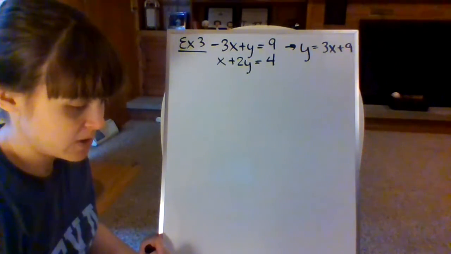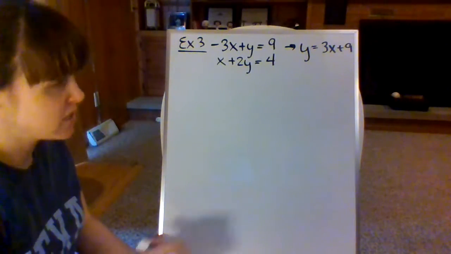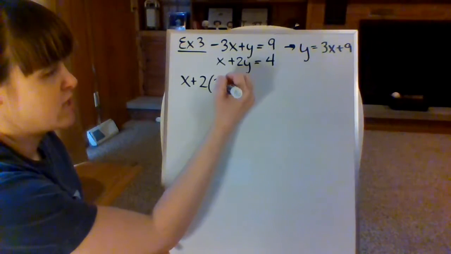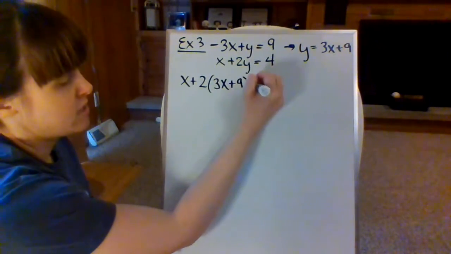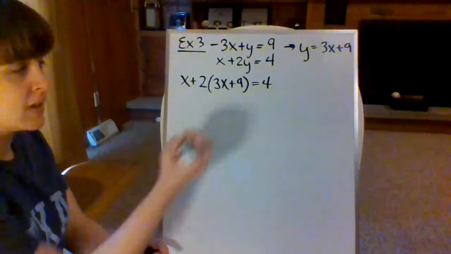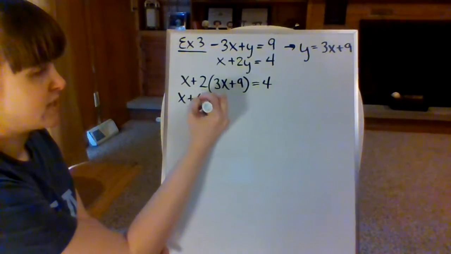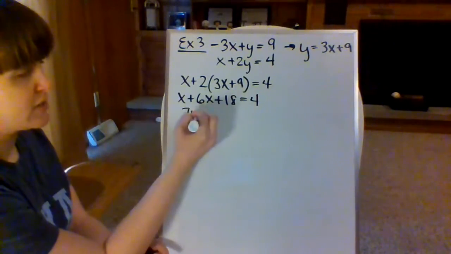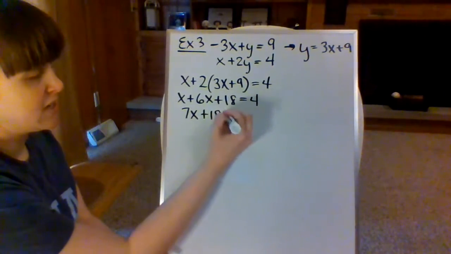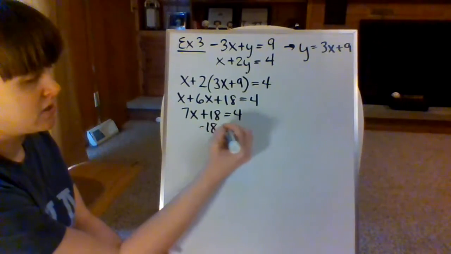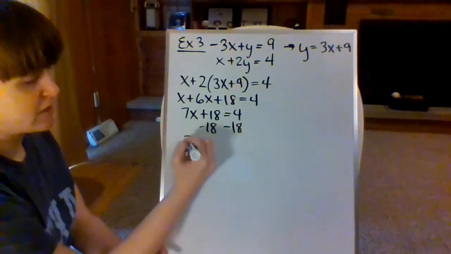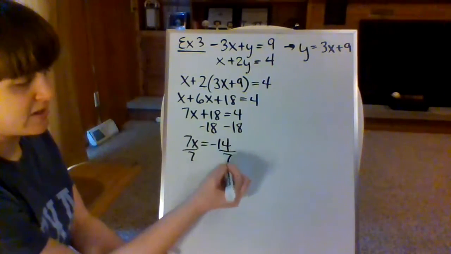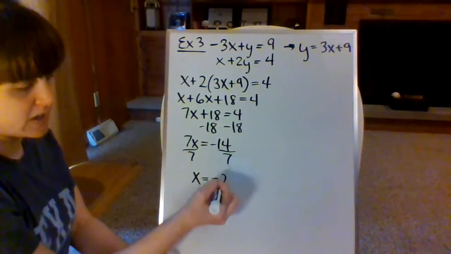Okay, so now we're going to use our substitution. So we're going to have x plus 2 times 3x plus 9 equals 4. Okay, so x plus 6x plus 18 equals 4. So 7x plus 18 equals 4. We're going to subtract our 18. So now it says 7x equals negative 14. And if you divide by 7, we're going to have x equals negative 2.